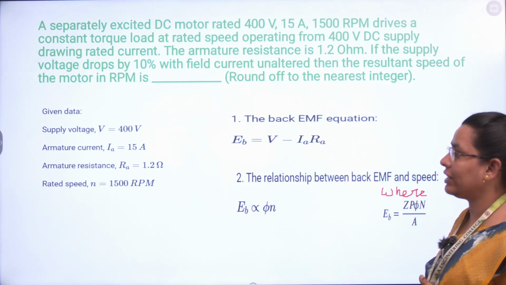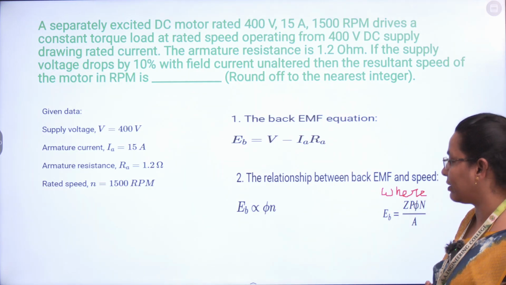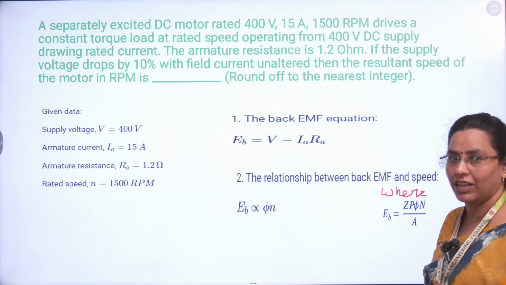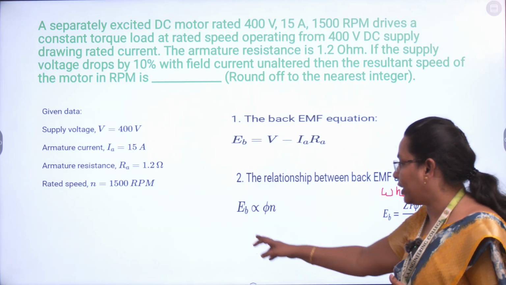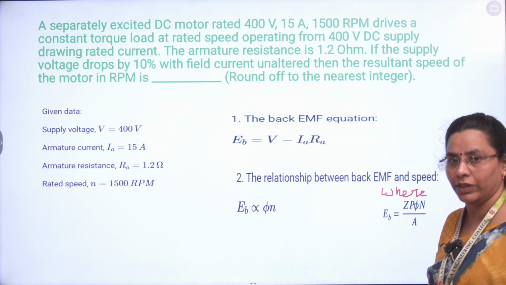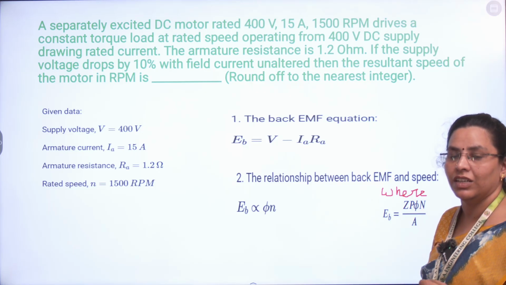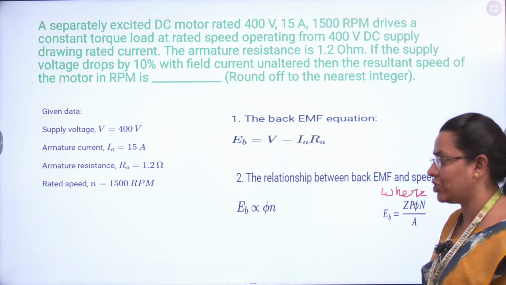This is a separately excited motor. For a separately excited motor, we have to maintain the flux as a constant. So EB is directly proportional to speed. If the back EMF changes, automatically the speed of the machine also changes.